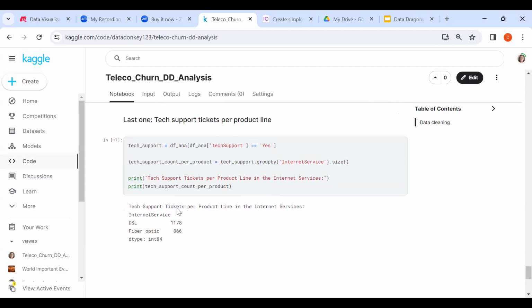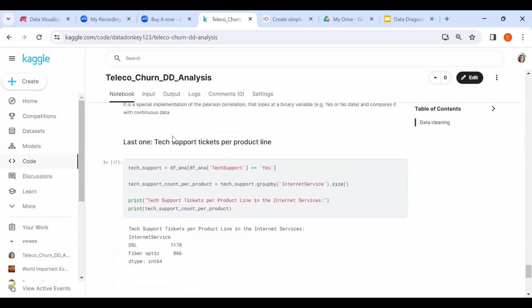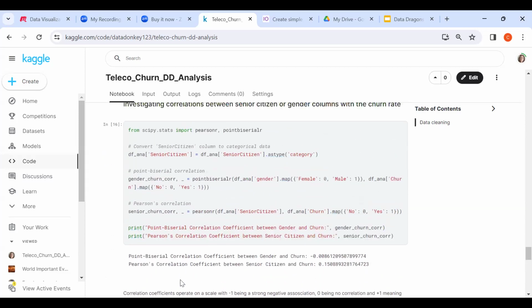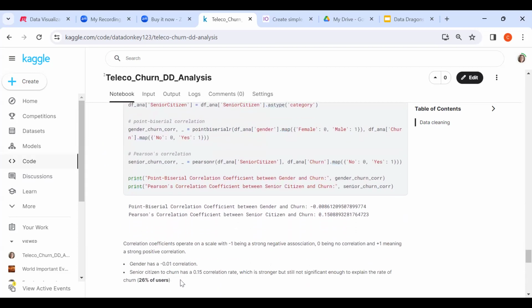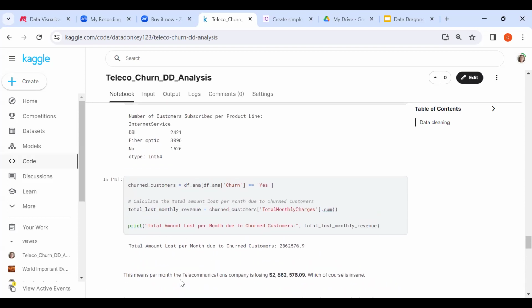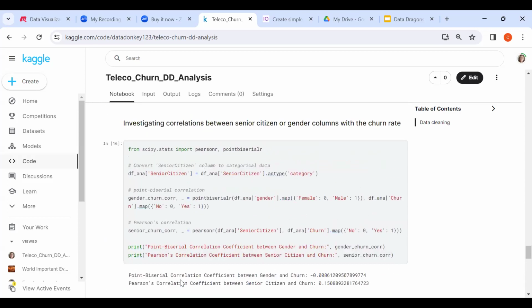And then the last thing I was doing while waiting for this was tech support tickets per product line. So also just a group by and a filter, essentially to explore how many tickets were created per product line. Some things I've been thinking about that could have made the data analysis stronger were further exploration of the correlation rates, as well as combining all of the product lines into one. But I'm always open to hearing more feedback.